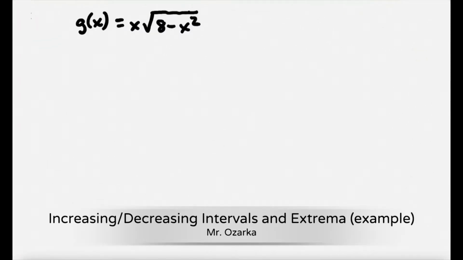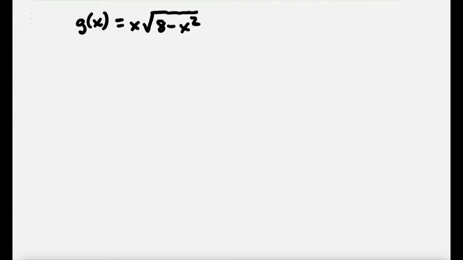Alright, so this is going to be another video about using the first derivative to figure out where a certain function is increasing or decreasing, as well as finding all the extrema, whether it's relative or absolute. So we have this problem right here, g of x is equal to x times the square root of 8 minus x squared. First thing we're going to do, like we did the other problems, is find the first derivative.